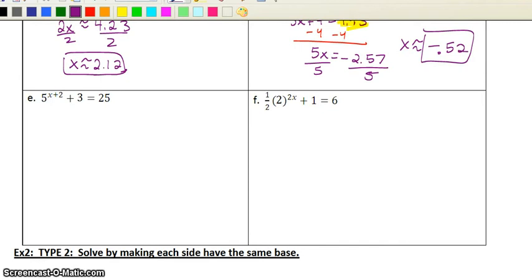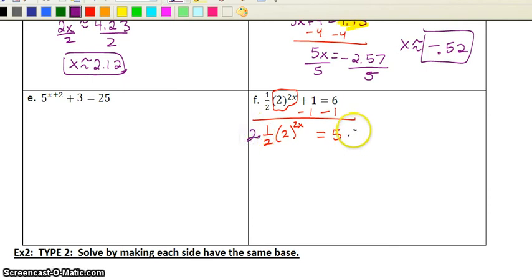And again, I'm going to try to get the thing that's the base by itself. The only thing is, for this situation, I also want to get rid of the 1/2 before I log both sides. So here I've got two things to do. I want to get rid of the 1. So I have 1/2 times 2 to the 2x power equals 5. And then I want to get rid of the 1/2. So multiply both sides by the reciprocal.